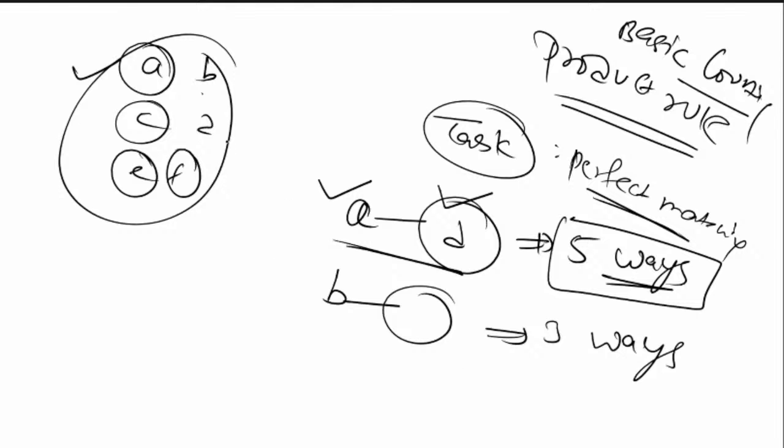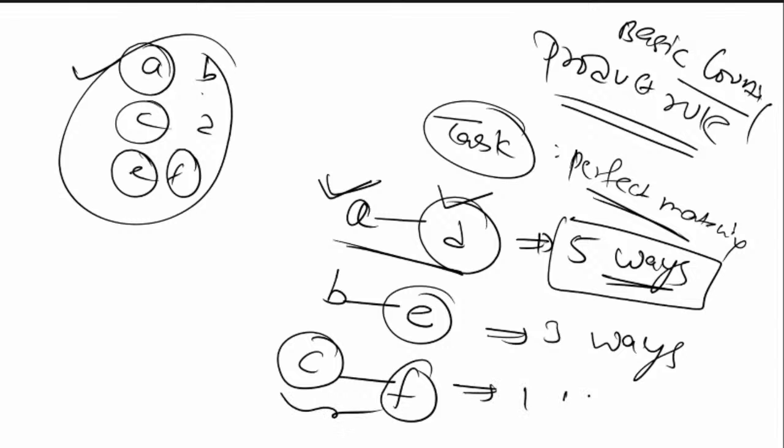Now assume that out of these three ways, you are taking e. So this b, e you are taking. Now a is covered, d is covered, b is covered, e is covered. The remaining vertex is c, so it has to be covered by f. There is no other way. There is only one way. Now you can see that.